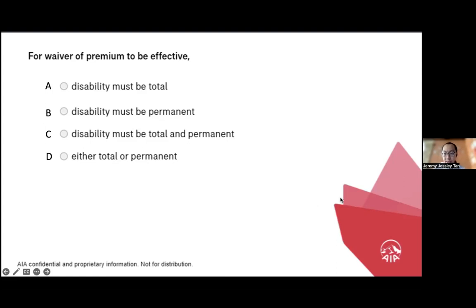Sabi ni Des, C, total and permanent. And the correct answer is... Yan, Gima, yan na. Active na. Thank you guys for answering. Appreciate that. C, disability must be total and permanent.